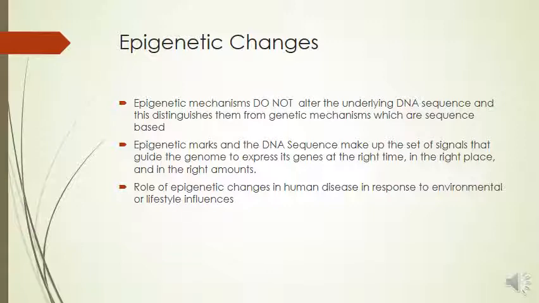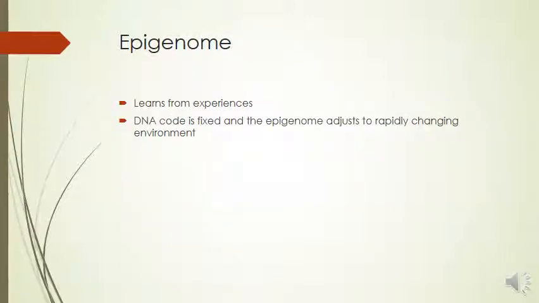Epigenetic marks and the DNA sequence make up the set of signals that guide the genome to express its genes at the right time, in the right place, and in the right amounts. The role of epigenetic changes in human disease in response to environmental or lifestyle influences is what is so exciting today in the world of epigenetics. The epigenome learns from experiences. Remember, the DNA code is fixed, and the epigenome adjusts to a rapidly changing environment. Things you can change: stress, your nutrition.